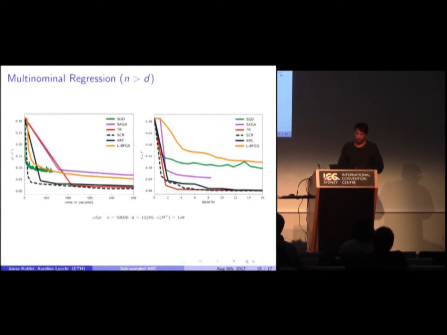optimize. And then we have a multinomial regression on the CIFAR data set where d is fairly bigger. But also in this case, you can see that you progress quickly with, for example, SGD here, but then the second order methods all overtake after a couple of seconds, let's say. That's the same data set over time on the left-hand side and over epochs on the right-hand side.